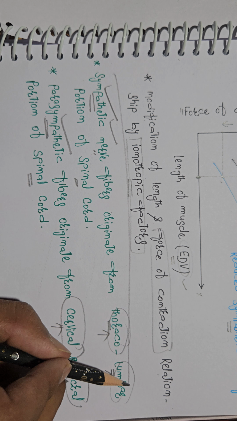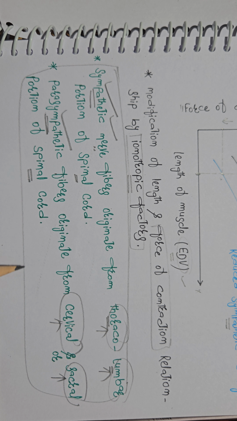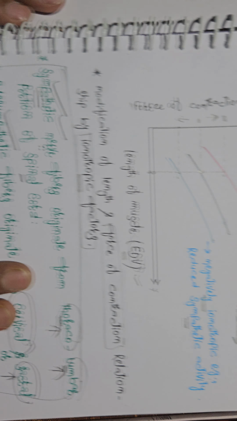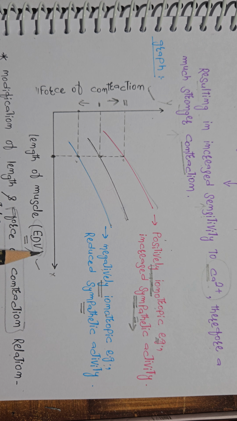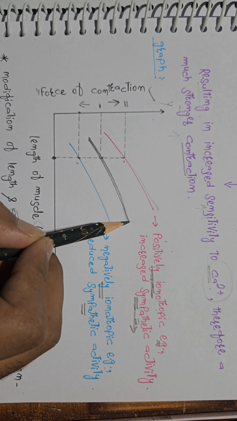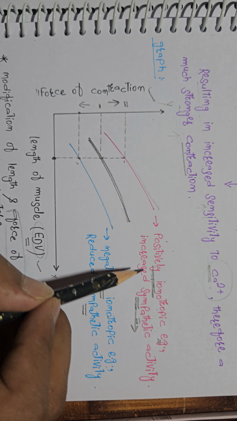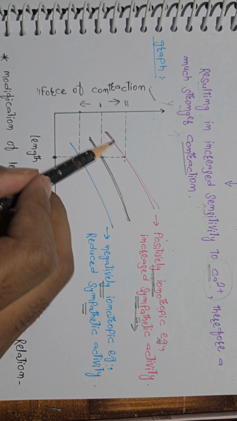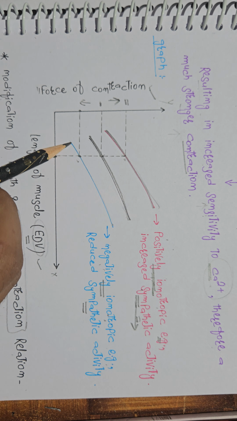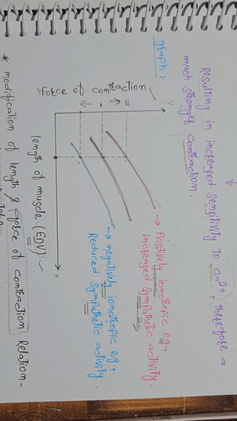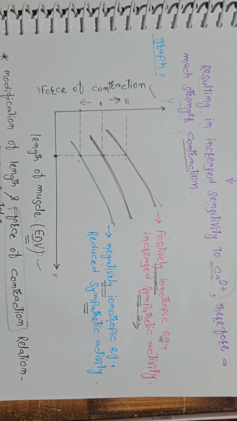This is an important term. This is an extra point that you need to know. Put it in the box and highlight it. So simple. This is the direct relationship between the EDV and force of contraction of the heart. And we get a graph like this, and positively inotropic factors like increased sympathetic activity make the graph like this, while negatively inotropic factors make the graph like this. So this is the Frank-Starling law of the heart.